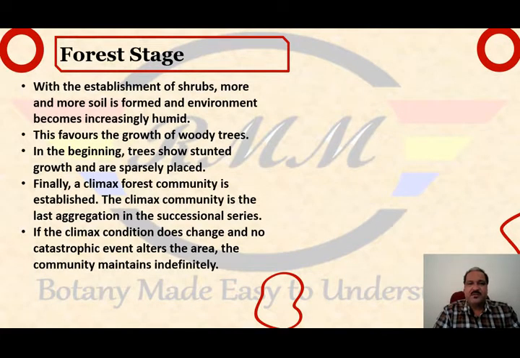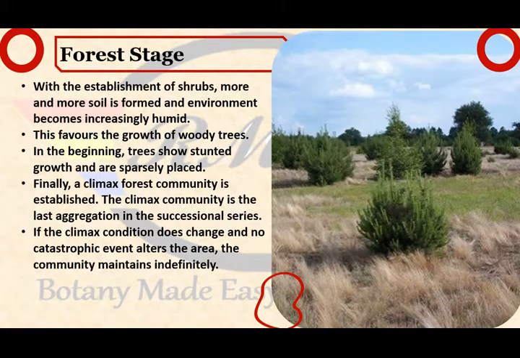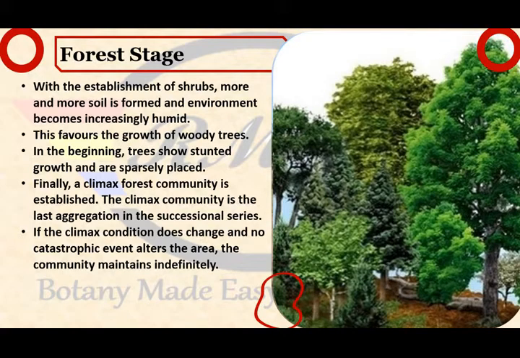Now the last climax stage is the forest stage. With the establishment of shrubs, more and more soil is formed and the environment becomes increasingly humid. This favors the growth of woody trees. In the beginning, the trees are stunted and are sparsely placed. With the climatic conditions becoming more favorable gradually, a climax forest community is established. The climax community is the last aggregation in the successional series. If the climax condition does not change and no catastrophic events alter the area, the community maintains indefinitely. Thus, from the crustose lichen stage, a full forest stage appears in this lithosere.